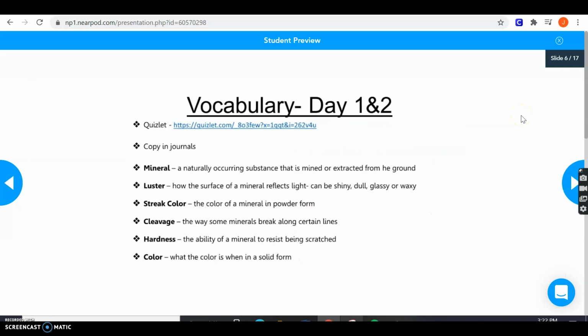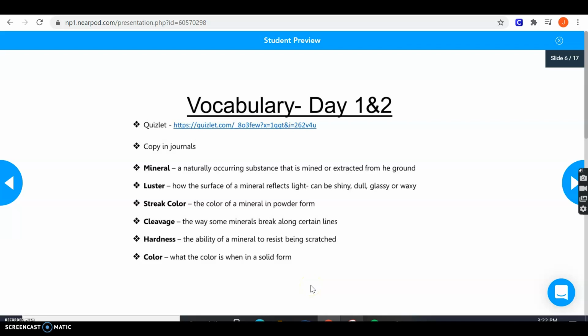For vocabulary, on the next slide, I am going to have this same slide for you. You're going to write these down in your yellow science journal. So go ahead, get out your yellow science journal, and I'm going to read them all to you. Again, on the next slide, you're going to have this again for you to be able to copy it down.